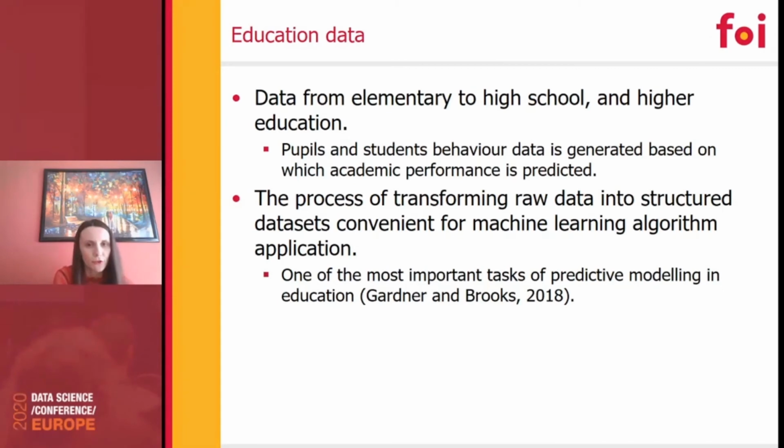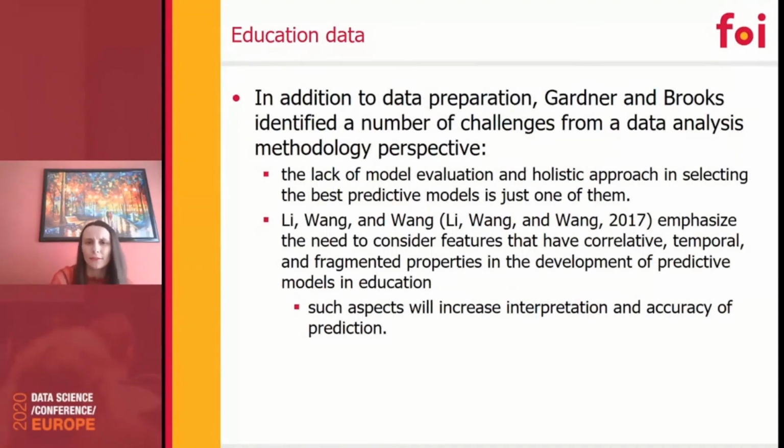However, there are also several challenges. First one is transforming raw data into structured datasets which are convenient for machine learning approaches, and this problem is identified in various previous research papers. In addition to that, there are other challenges for data analysis from a methodological perspective. For example, the lack of model evaluation and a holistic approach in selecting the best predictive models. Also, some of the papers written a few years ago emphasize the need to consider features that have temporal properties in order to develop quality predictive models.